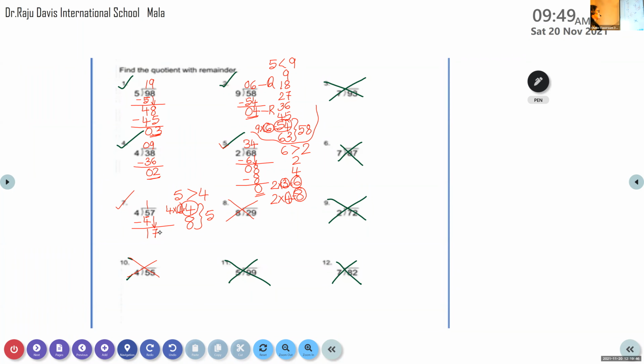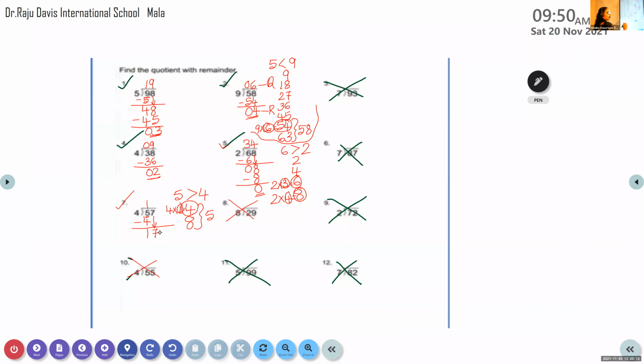17. Now 17 is greater than 4. So we have to find out the answer. Isn't it? Non-zero number will be the answer. 17 is greater than 4. We have to check whether 17 is there in the table or not.